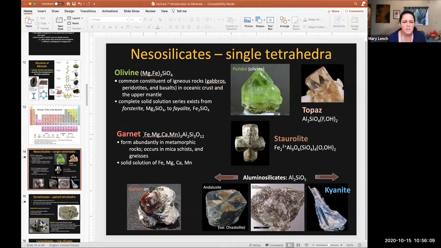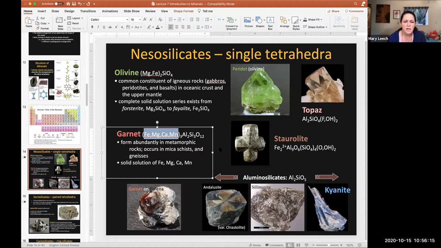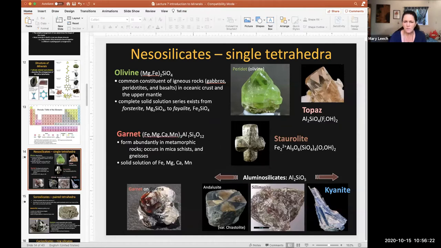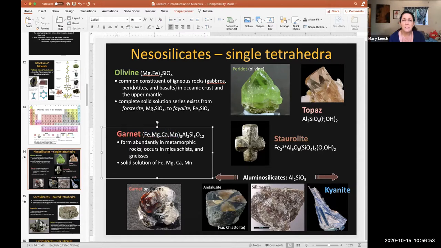Okay. The solid solution. Let me just mention this. So garnet is another nice example of solid solution. And the solid solution in garnet is, I can highlight here in the parentheses, iron, magnesium, calcium, and manganese. The formula suggests that there are three of those, meaning all of the iron, magnesium, calcium, and manganese in that mineral should add up to three when you are looking at the formula numbers for these chemistries. So the Al2Si3O12 part of the formula is giving you the overall structure of the mineral. And the cations are giving you its chemistry.